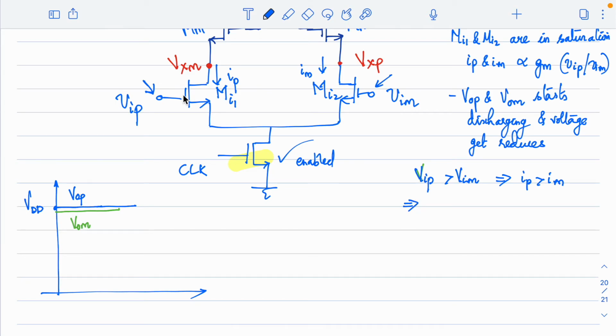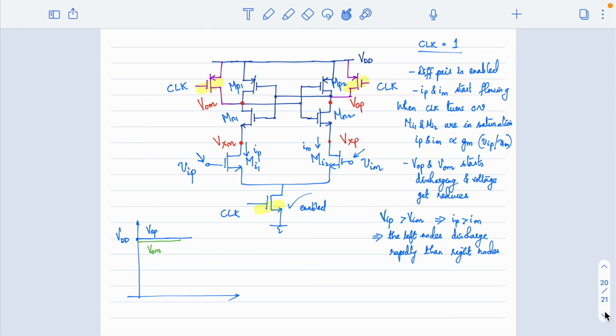If your input VIP is more than VIM, the current flowing here will be more than the current flowing here. As a result, the left nodes discharge rapidly compared to the right nodes, right? Which are the left nodes? If you look at the circuit, the left nodes are VXM and VOM. So let me write here that VXM and VOM will discharge faster than the other nodes. The other nodes are VOP and VXP.